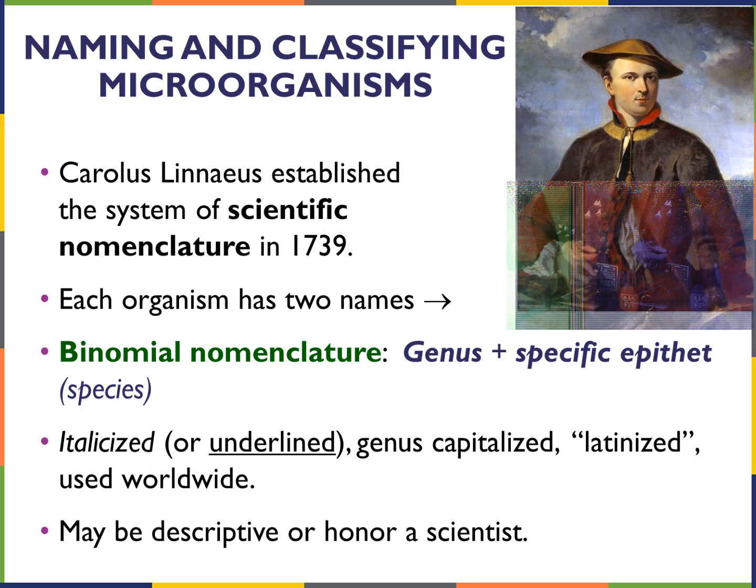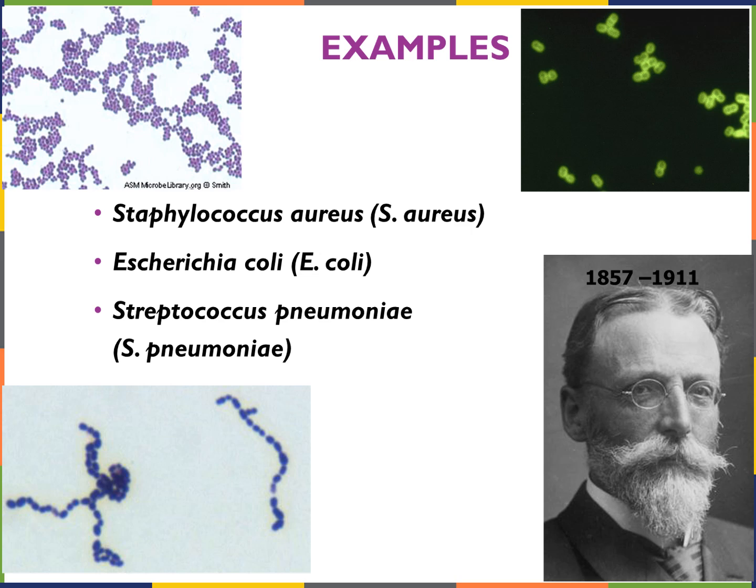There's one estimate that said we've only actually discovered about 10% of the species that actually live on planet Earth. Okay. So let's look at some examples of the scientific nomenclature system. Here in the upper left-hand corner, we have a picture of Staphylococcus aureus. Very, very common bacteria. You will a lot of times hear me simply call it staph.